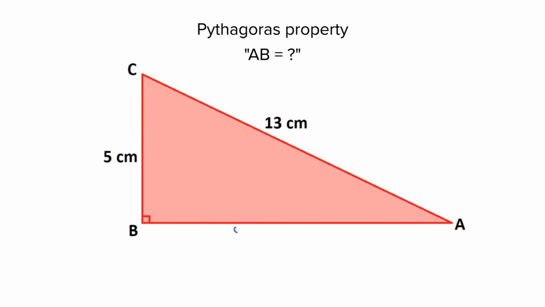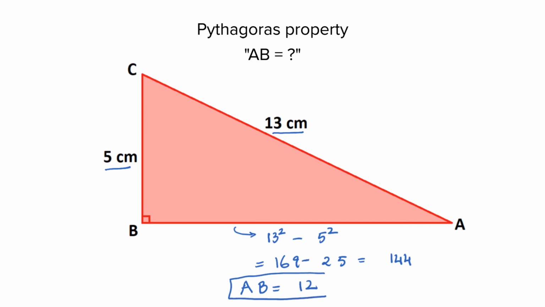What is the value of AB in this figure? Now if we use the Pythagoras property, then AC square कितना होता है? It is equal to AB square plus BC square. So AB square is equal to AC square minus BC square. This is equal to 13 square minus 5 square. 13 square हो गया 169, 5 square हो गया 25. So AB square हो गया 169 minus 25, जो कि है 144. AB is equal to square root of 144, जो कि है 12.